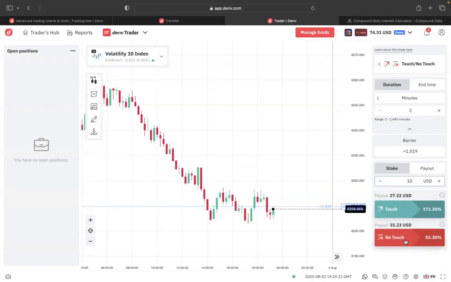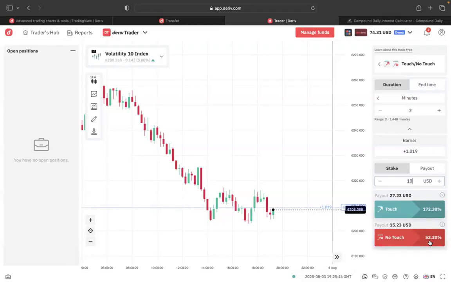Now for no touch, the return is 52%. So if I trade this no touch and win, I'm going to be getting a payout of $15, right? Now, one thing you should notice, the difference in return. Look at this one, 172%, this one 52%. Now, a big thing you should notice, the higher the percentage return, the lower your chances of winning. The lower the percentage return, the higher your chance of winning.